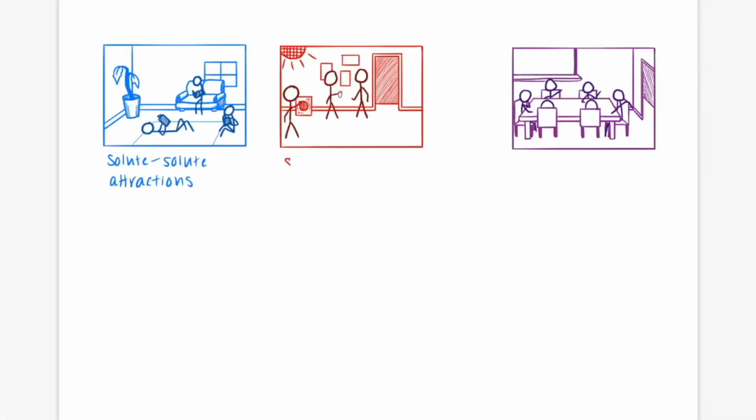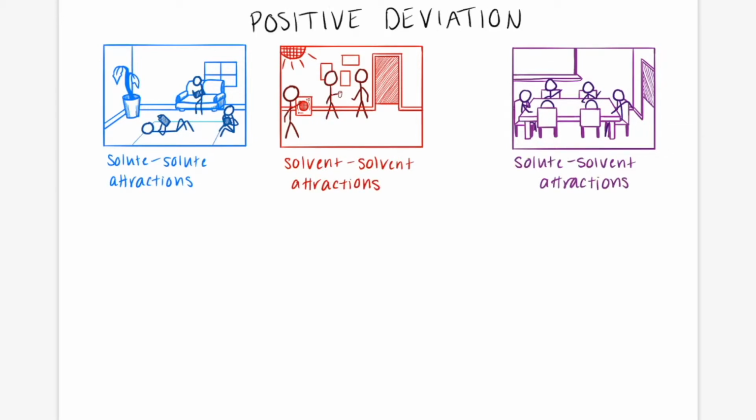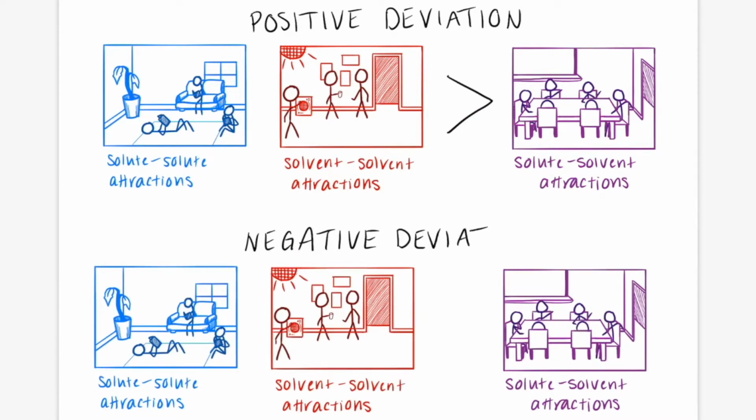Let's think of these as personality types. Positive deviation happens when introverted and extroverted people are attracted to only people like themselves. An introverted group of solutes might enjoy spending time with other solutes, doing activities like reading, while an extroverted group of solvents might enjoy partying together instead. Negative deviation occurs when the introverted solutes interact with the extroverted solvents and form a unique third group.